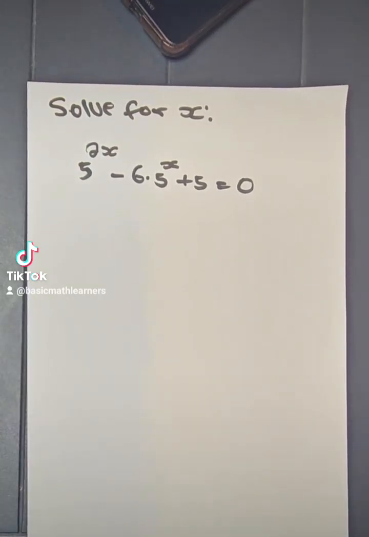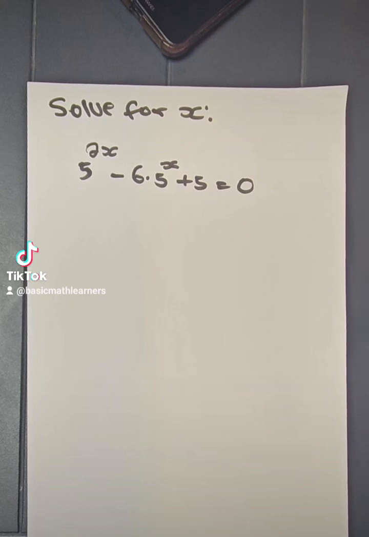Solve it for x, and we are given 5 to the power of 2x minus 6 times 5 to the power of x plus 5 equals 0. As we see here, we are given an equation which has got exponential exponent. So we will give this one a name, which is called an exponential equation, because x is in the exponent.